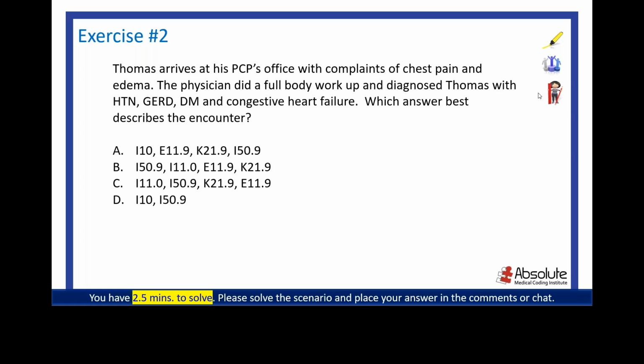Thomas arrives at his PCP's office with complaints of chest pain and edema. The physician did a full body workup and diagnosed Thomas with HTN, GERD, diabetes mellitus, and congestive heart failure. Which answer best describes the encounter? Coders, you have 2.5 minutes and your time begins now. I wish you well.